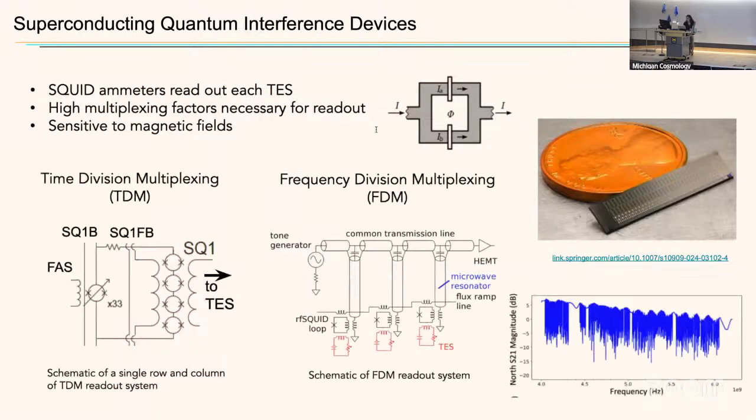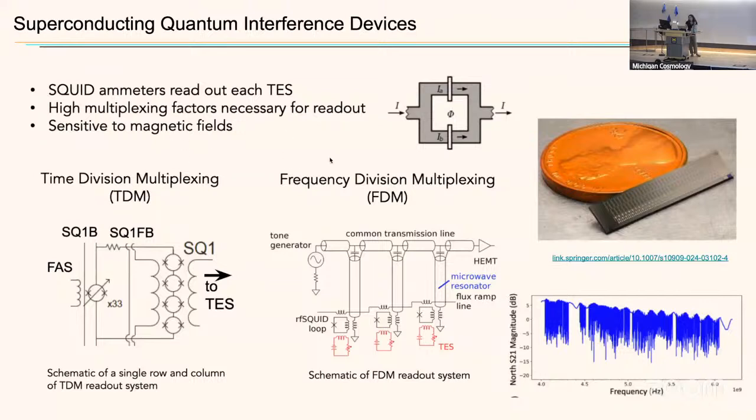Here you can see a penny with one of our SQUID chips. So these are very small devices, just like the TESs are. There are two main schemes of multiplexing. One is time division multiplexing, where you are creating a series of switches with your SQUIDs. And the rows of detectors are read out one by one. So you're reading a bunch of detectors, and then you're turning that off and reading the second bunch of detectors, and you're turning that off, et cetera, and doing that many times.